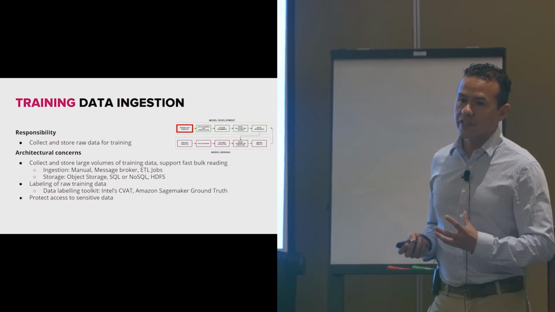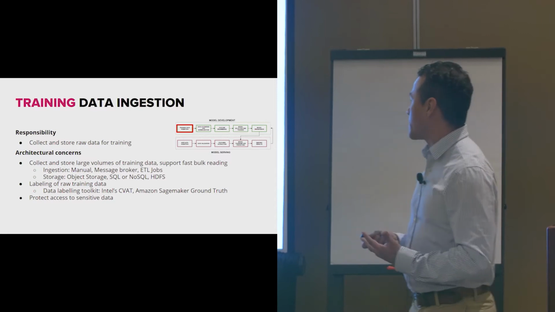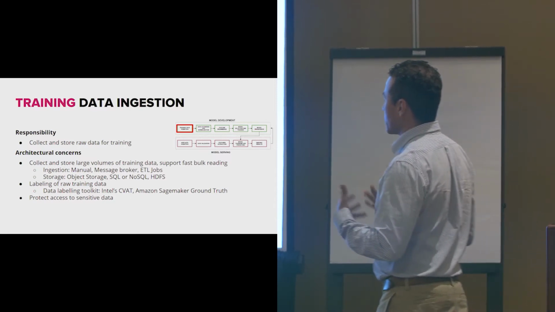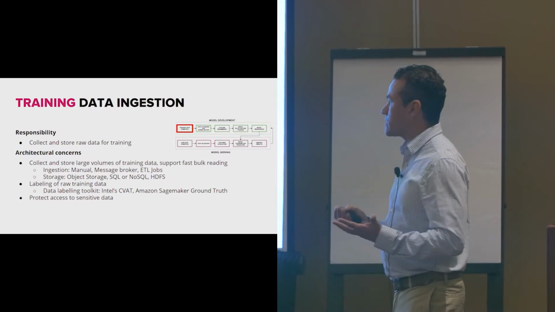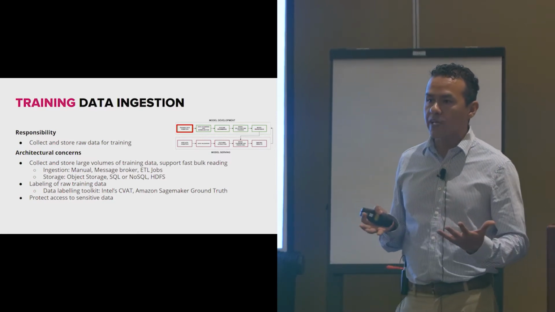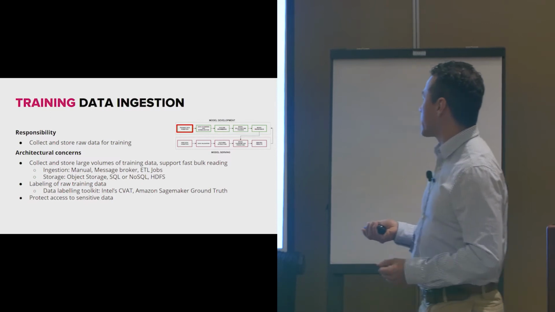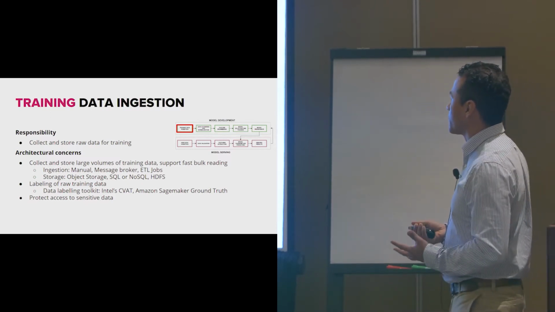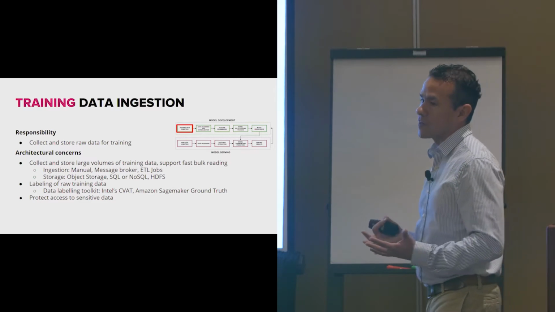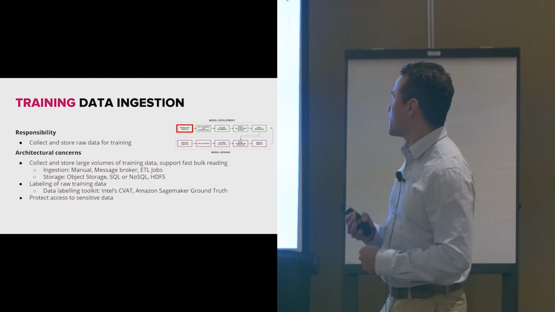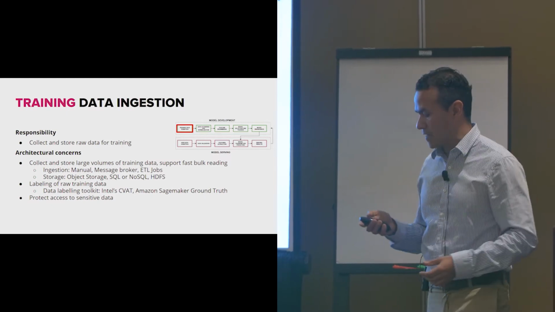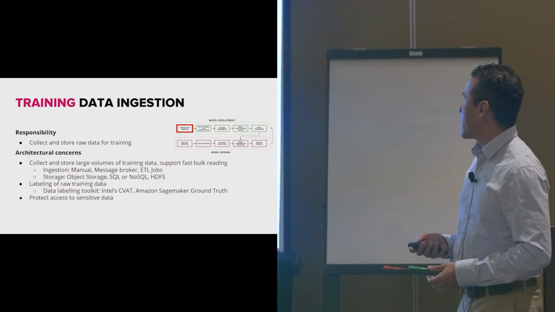Other concerns for this step are the labeling of raw training data. We need to label the data, and this implies selecting a particular toolkit, for example, for labeling the data. So here are some examples of that. And another potential concern for this step is the protection of the data that has been ingested. So maybe we need to protect the access to sensitive data.